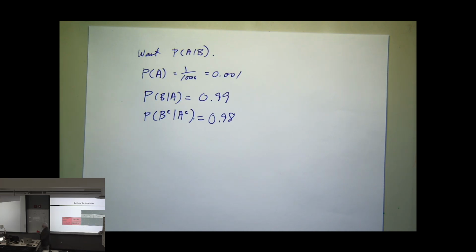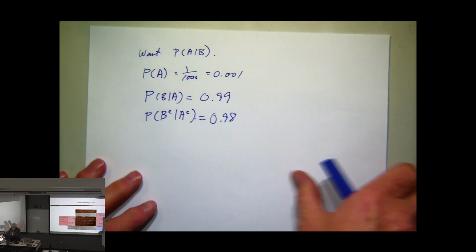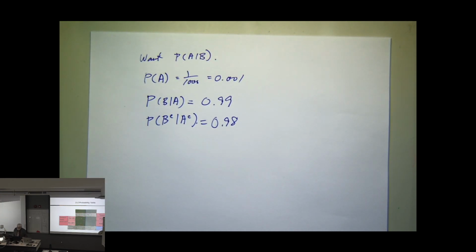So how are we going to use this in a productive way? Well, we're going to work this part out on paper. And we're going to start off with a probability tree. Draw a probability tree.